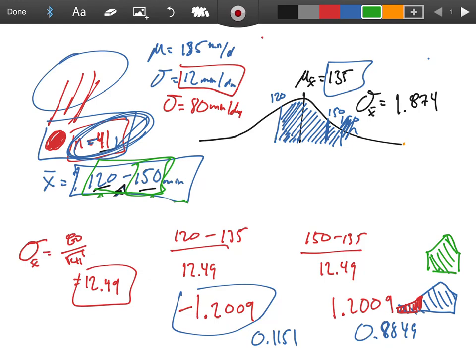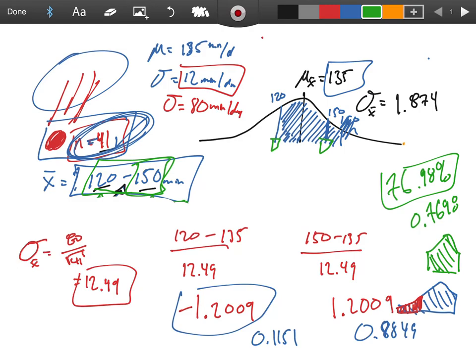Okay, so let me grab my calculator and run that calculation. 0.8849 minus 0.1151 gives me that the value of this thing in between is 0.7698. What it's saying is that based on this data, I have a 76.98% chance of drawing a sample that has a value between 120 and 150 from this population, right?